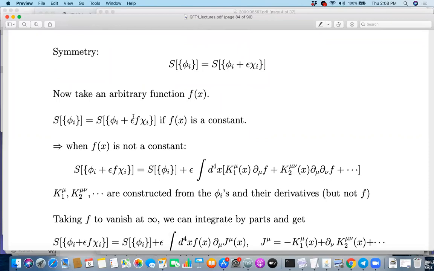suppose you could take epsilon to be an arbitrary function of t and x, okay, then this would be an exact symmetry, right? Because epsilon times f is again some arbitrary function of t and x. This will be an exact symmetry. And in that case, all of these terms will vanish. Okay, only S of phi I plus epsilon times f chi I should be S of phi I. Is that clear? Okay. So it's important for these to be non-trivial that you are talking about a continuous global symmetry and not a local symmetry.